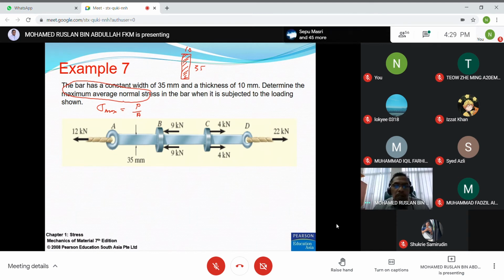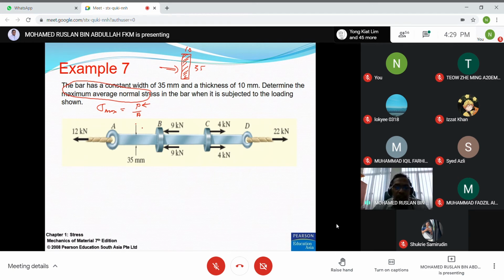The cross-sectional area for each section, from A to B, from B to C, and from C to D, is constant or uniform. So, to determine the maximum average normal stress, because A is the same, you have to determine in which section the normal force is the maximum. In this case, you have to check one by one.